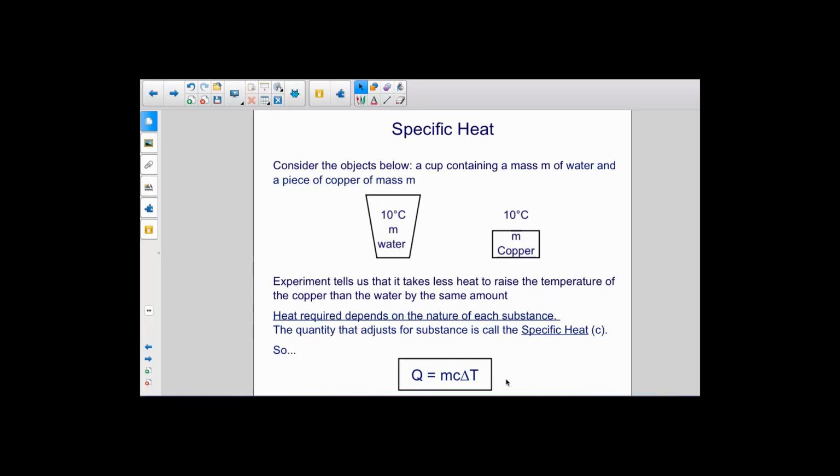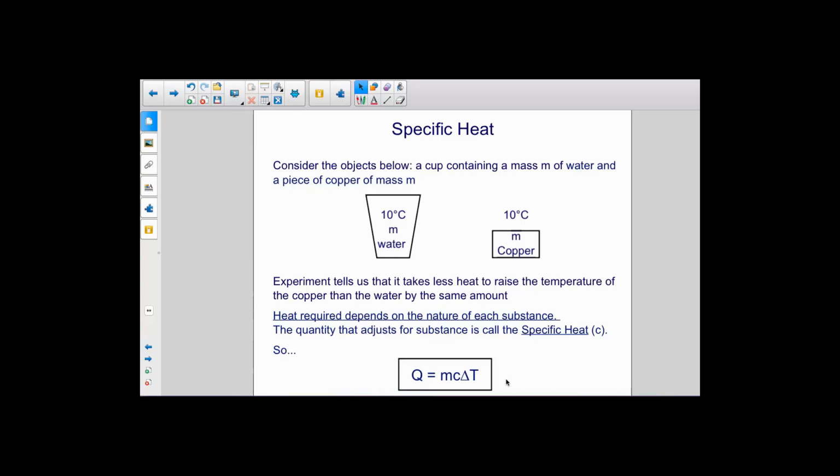We've seen how the change in temperature and the mass of the substance determines how much heat is required to change the temperature of that substance. But now, what if we compare different substances? So far we've talked about water. So let's consider the following. We have two objects. On the left, a mass m of water at 10 degrees Celsius. On the right, a piece of copper of the same mass at the same temperature. Now, experiment tells us that it takes less heat to raise the temperature of the copper than the water by the same amount.